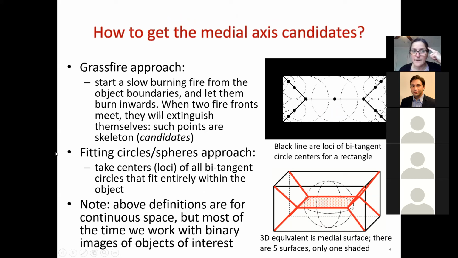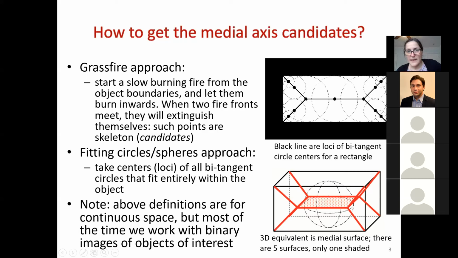One simple approach, which is also related to the grass fire algorithm that we mentioned, is to start a slow burning fire, a numerical fire, from the object boundaries. So here is a boundary, here's a boundary, here's a boundary. If I started fire from here and here, and that fire starts burning at the same rate, I would get something like this, right? So at some point, these fire fronts would merge. And at that point, I stop, okay?